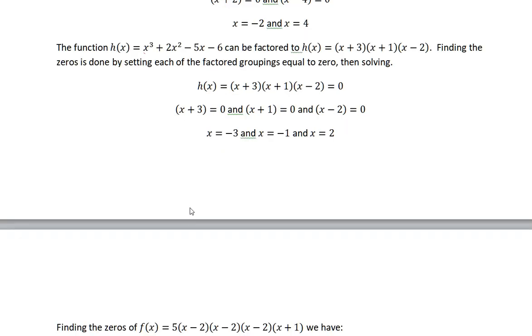All right? So again, we have functions that can be factored. There's another one here: the function x cubed plus 2x squared minus 5x minus 6 can be factored to x plus 3, x plus 1, and x minus 2, each of those in quantities. Finding the zeros, again, we set each of these groupings equal to 0 and solve. So our x plus 3 becomes x equals negative 3, for x plus 1 our x is going to be negative 1, and for x minus 2, the x is 2.